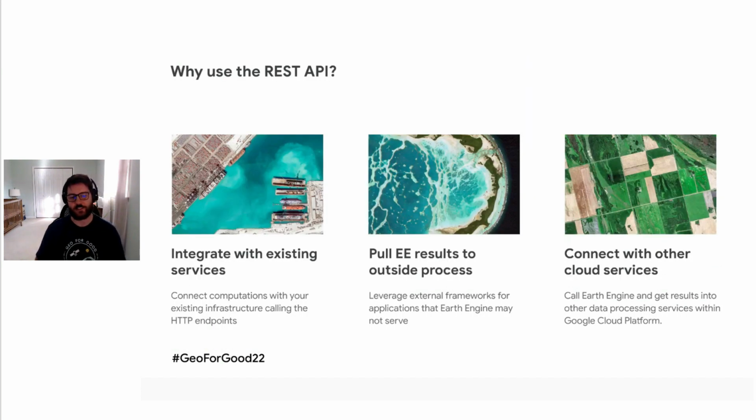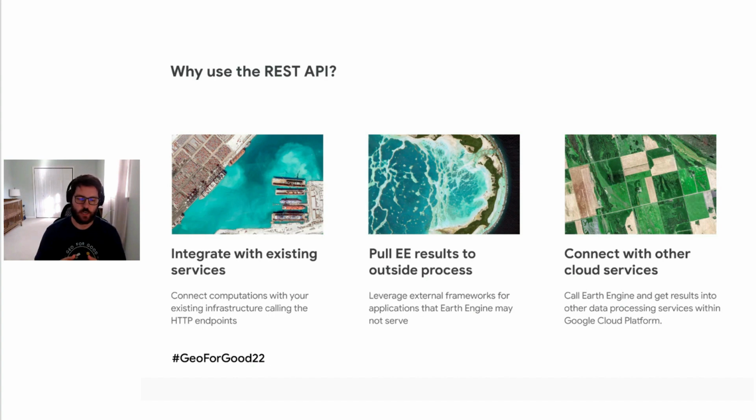All right, so you may be asking, I love the JavaScript API, I love the Python API, so why do I need to know about the REST API? The REST API is very useful if you want to integrate with existing services. If you want to connect Earth Engine computations with your existing infrastructure, maybe you have a web framework built on Java Spark, or you're using some Go libraries, this allows the integration of Earth Engine into those frameworks that you're already using.